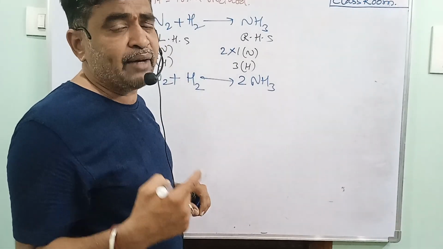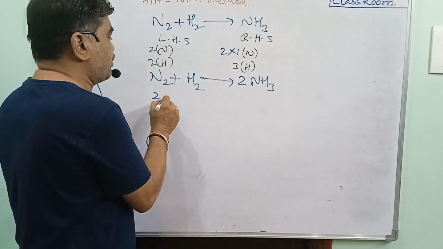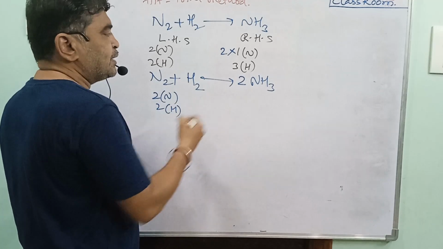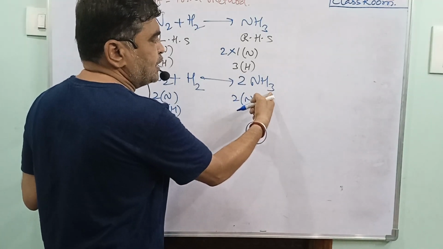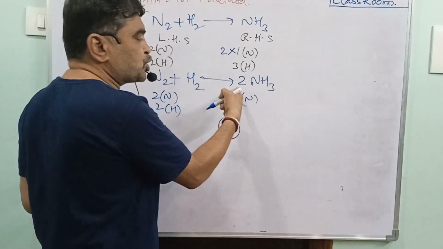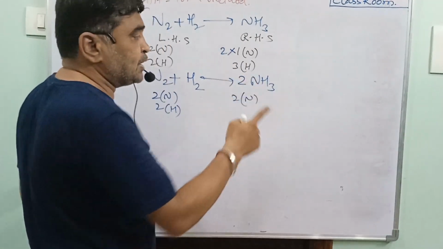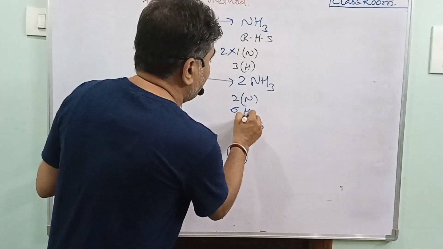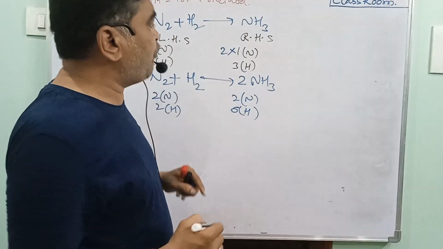Now we observe the left hand side and right hand side. On the left hand side we have 2 nitrogens and 2 hydrogens. The right hand side has 2 nitrogens, and 3 hydrogens in 1 ammonia. That means 2 ammonias are formed, and in each ammonia you have 3 hydrogens. So how many hydrogens do you have? 6 hydrogens. Clear?